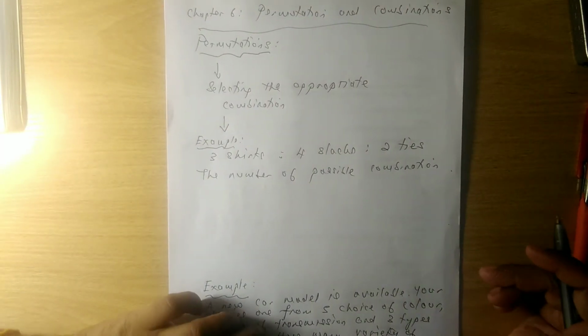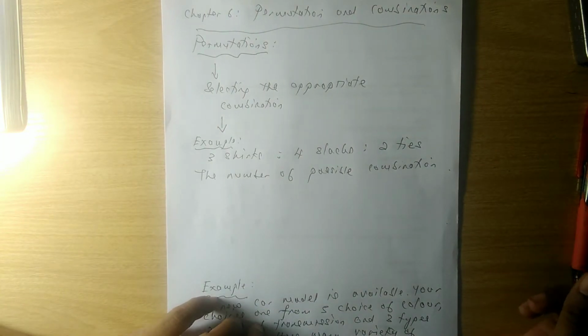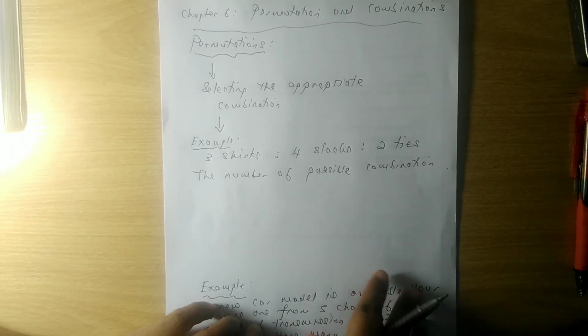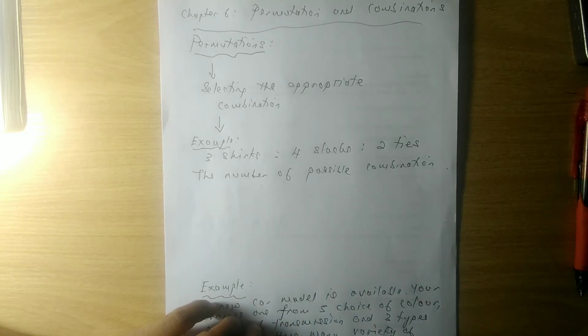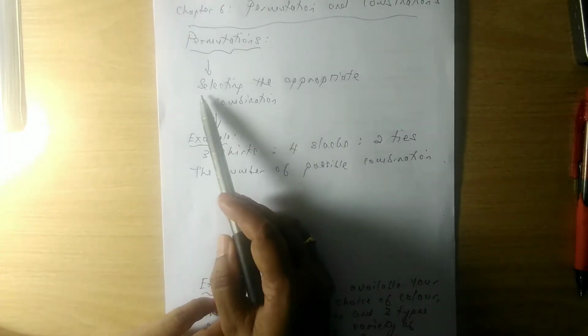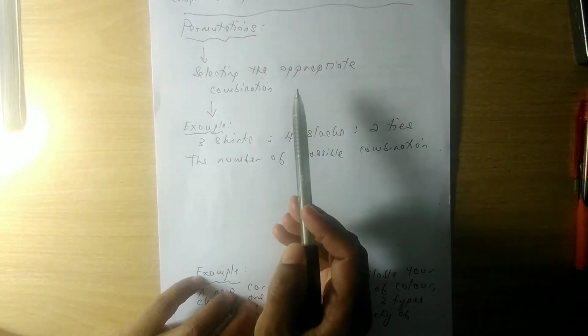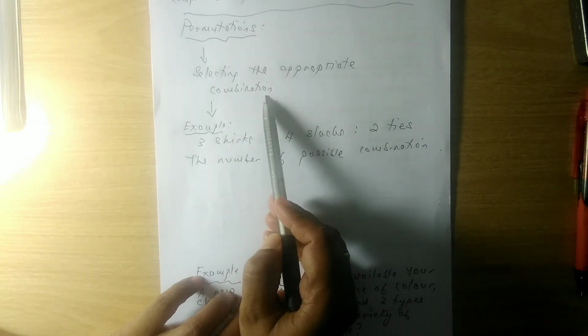All right, we move on to our next concept, called permutation and combination. In this video, we're going to look at what is permutation. A simple way of explaining permutation is when we're selecting objects that we want. We select them with appropriate conditions, or combinations.